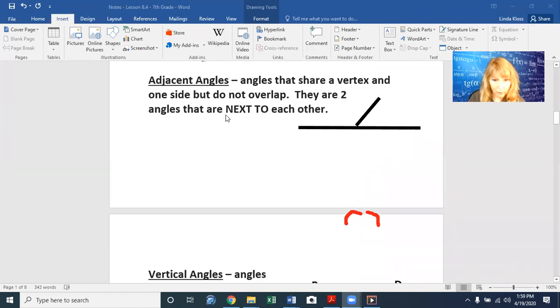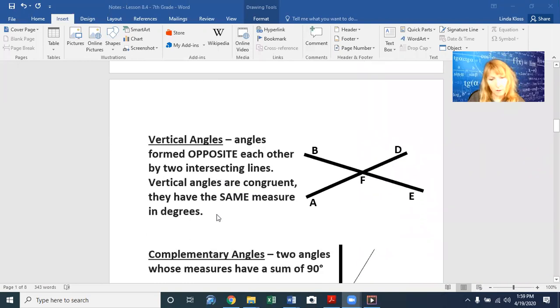Okay, let's move on. Vertical angles. They're angles that are formed on opposite sides of each other by intersecting lines. So this line here intersects with this line here, and the vertical angles that are formed would be this vertical angle and this vertical angle, right? You also have this vertical angle and this vertical angle.